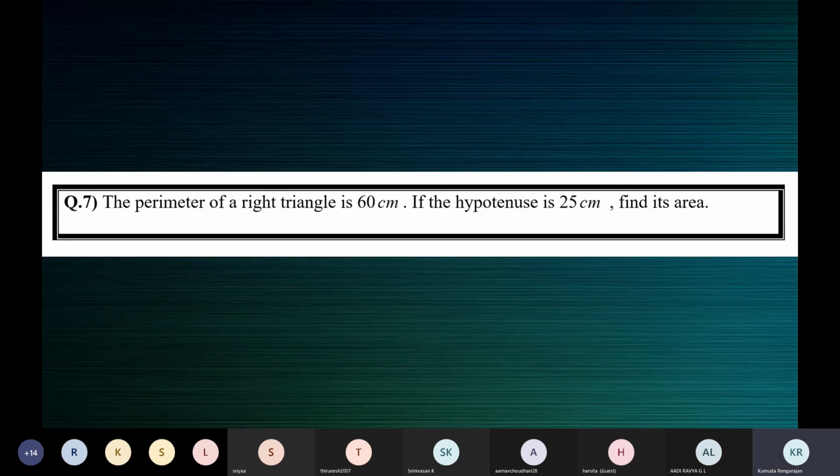Yeah, children, do this by yourself. The perimeter of a right triangle is 60 centimeters. If the hypotenuse is 25 centimeters, find its area. Please work this.